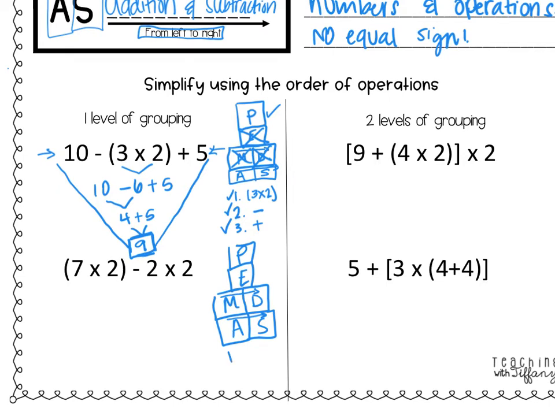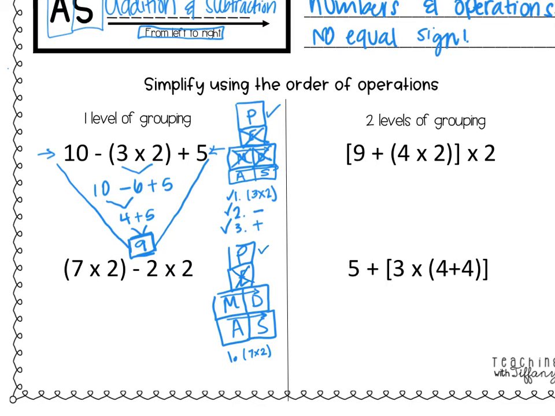So first I'm going to check, do I have anything in parentheses? Anything saying solve me first? Yes, I have 7 times 2. That's going to go first. Do I have any other parentheses? Nope. So I'm going to mark out my E because I don't do exponents until 6th grade.